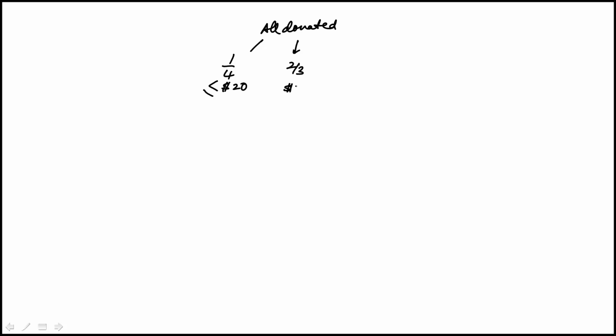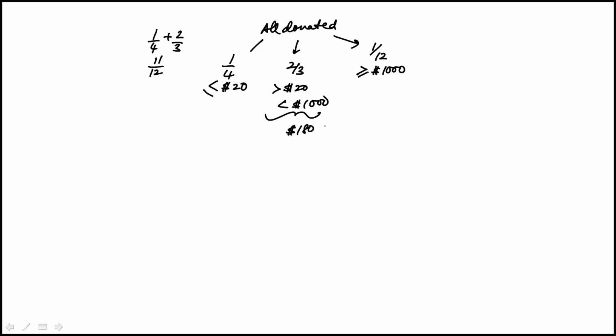2/3 donated greater than 20 but less than 1,000. And the remaining, we can figure out the fraction. We can just add 1/4 plus 2/3. This will be 11/12, which means the remaining are 1/12, and those would be people who donated 1,000 or more. They also tell us that the average amount donated in this category was 180. The question is, what was the average amount donated by the people who donated 1,000 or more?